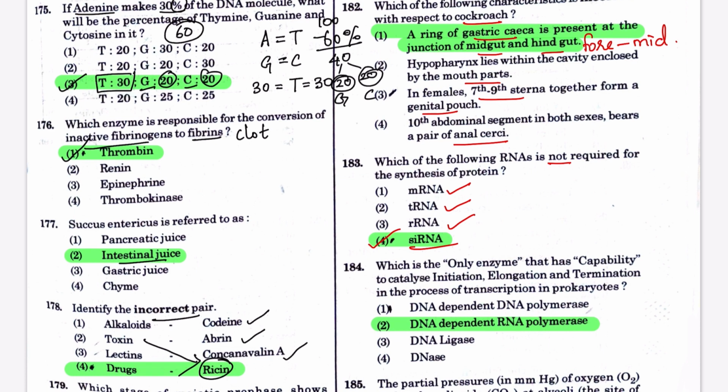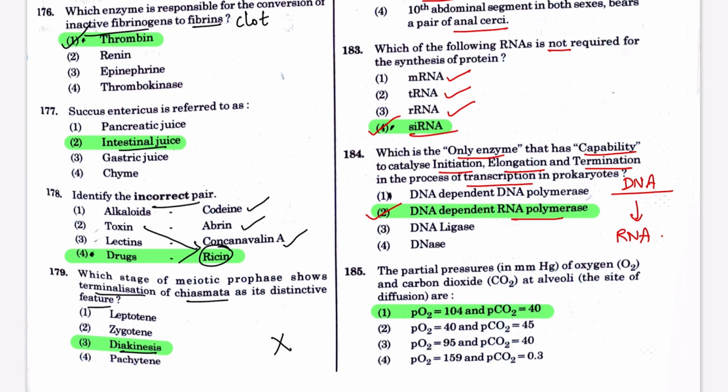Which is the only enzyme that has the capability to catalyze initiation, elongation, termination in the process of transcription? So obviously transcription means production of RNAs, right? So if RNA is produced, what enzyme would have been involved? RNA polymerase. So it is depending on DNA. It is taking DNA as a template and it is producing RNA. So the enzyme is DNA dependent RNA polymerase.